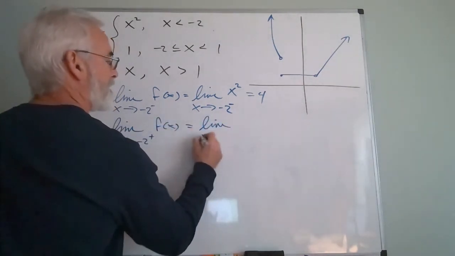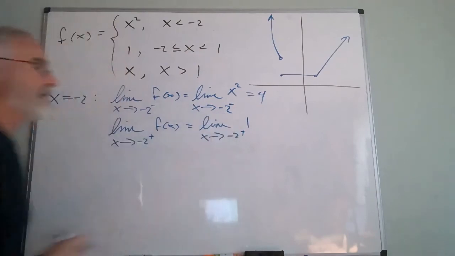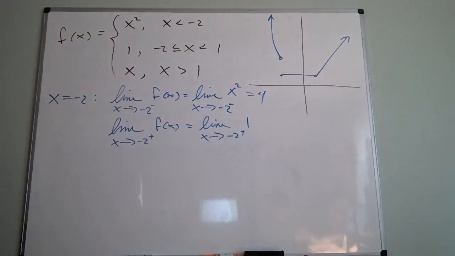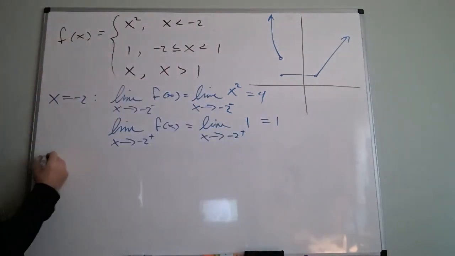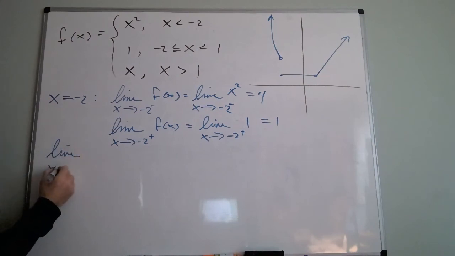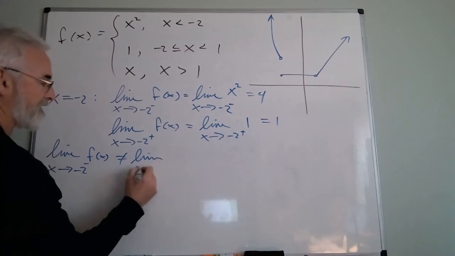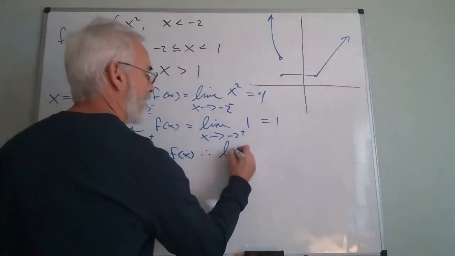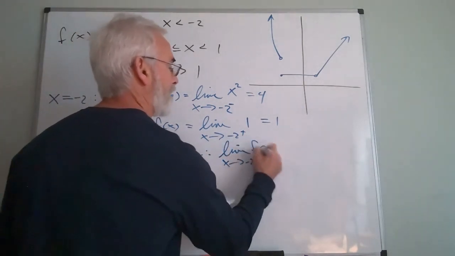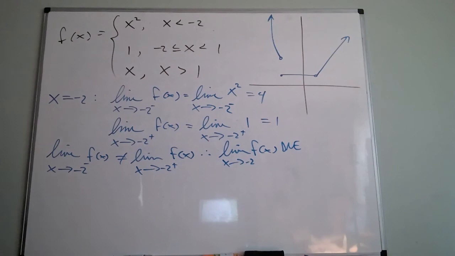That means I'm approaching it along this. Oh, it's the limit of 1. I have a horizontal line, and we know that the limit of a constant is the constant. So now the limit, and I'll write it formally, like Nathan said, this is our summary. The limit as x approaches -2 from the left of f of x does not equal the limit as x approaches -2 from the right of f of x. Therefore, the limit as x approaches -2 of f of x does not exist. There is no limit as I approach -2.